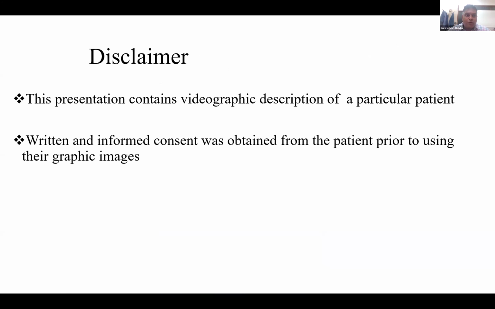I'll begin with a disclaimer from my end that this presentation contains certain videographic description of a particular patient, and for the demonstration of the same, we have obtained written and informed consent from the same patient prior to using his graphic images.